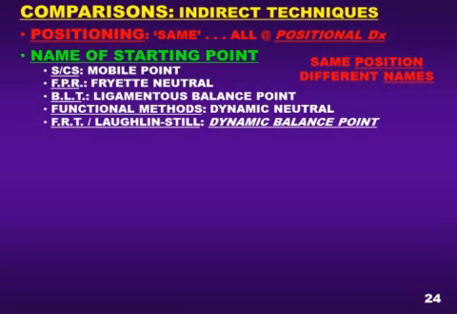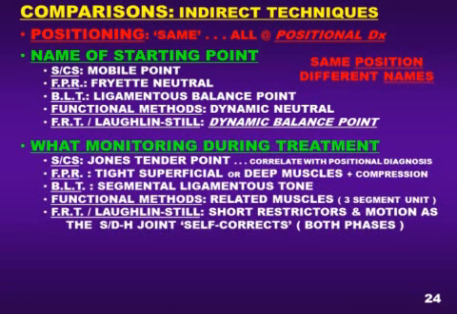So strain, counter strain, they call it the mobile point. Facilitated positional release, they call it Fryette neutral. Balanced ligamentous tension, they call it the balanced ligamentous point. The functional methods of Johnson, he called it dynamic neutral. The term I prefer, for the Laughlin Stiles stuff, was the dynamic balance point, because I found when you got to that point, immediately the body wanted to start self-correcting.